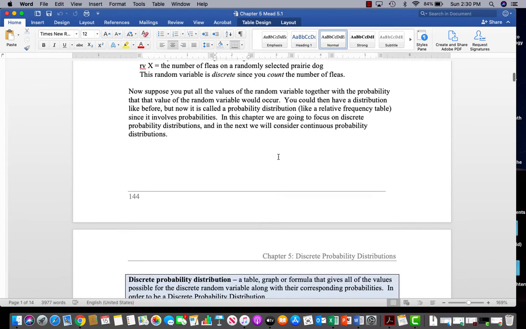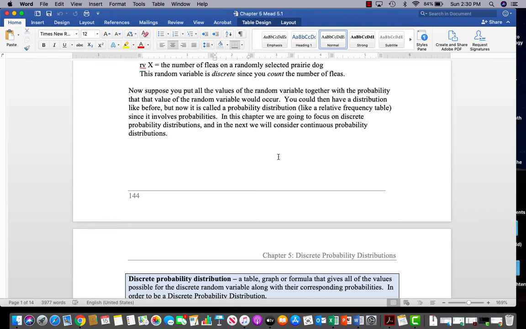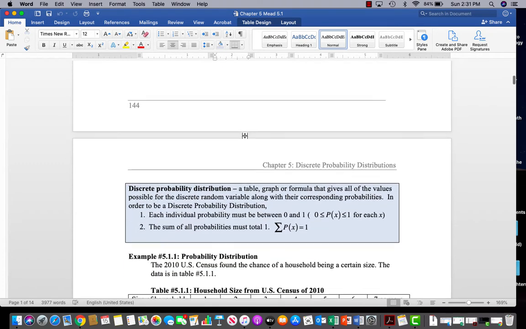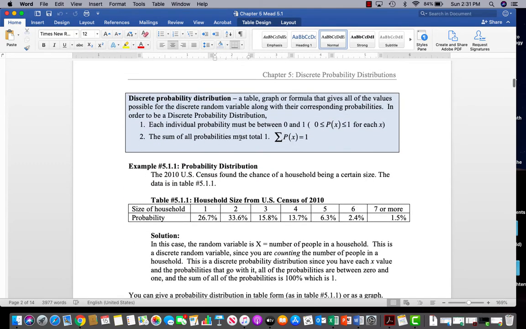Okay, so if you take all the possible probabilities that you put together, basically like a relative frequency distribution that we saw in Chapter 2, then you have what's known as a probability distribution. And in particular, we're dealing with discrete probability distributions. So what is it? Well, it's a table. It could be written in a graph, or it could be written in a formula, as we'll see in the next section, that gives every single possible value for the discrete random variable, along with the corresponding probabilities.